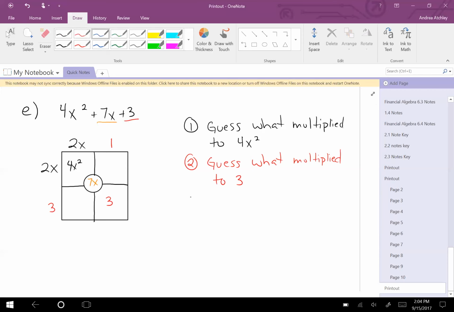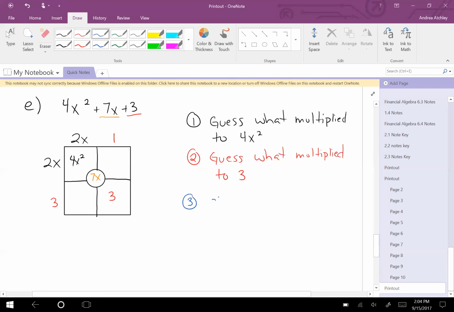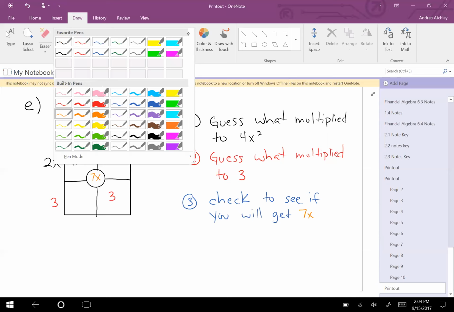So my next step now is step 3. Check to see if you will get that 7x in the middle. Okay, so if I have these numbers, will I get the middle term of 7x? Oh, let's check. Some of you are ahead of me.